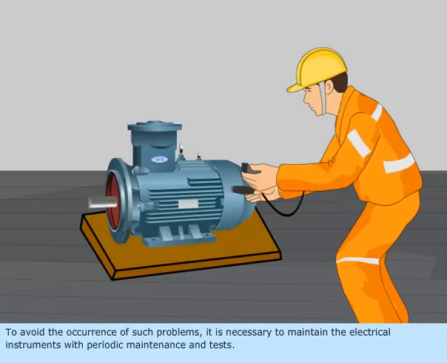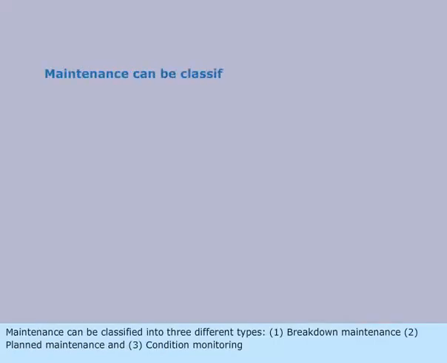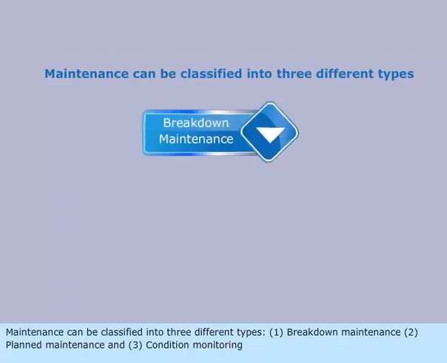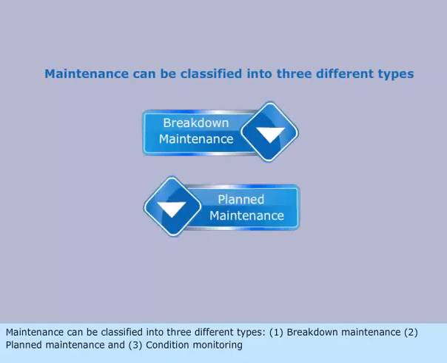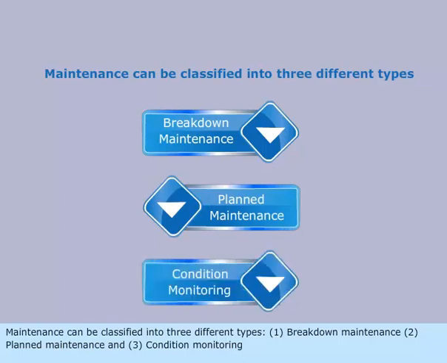To avoid the occurrence of such problems, it is necessary to maintain the electrical instruments with periodic maintenance and tests. Maintenance can be classified into three different types. 1. Breakdown maintenance. 2. Planned maintenance. 3. Condition monitoring.